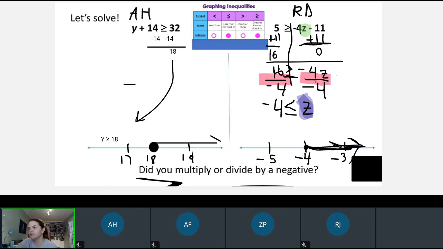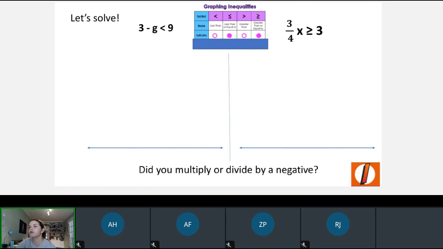Oh. So on the left, I did not flip it because I just subtracted. So when you add or subtract, you don't flip your sign. When you multiply and divide, you don't flip your sign. But if you multiply or divide by a negative number, then you flip your sign. So it's not just division. You don't flip the sign every time you divide. You only flip the sign if you multiply or divide by a negative number. That's a good question. Thank you. Okay, so let's look at this next one.